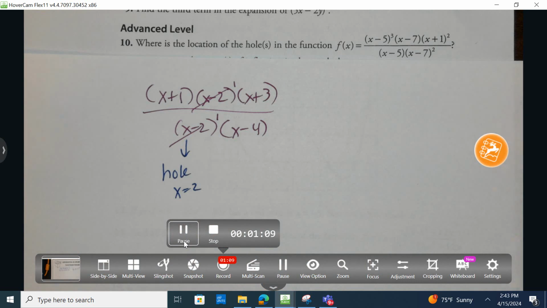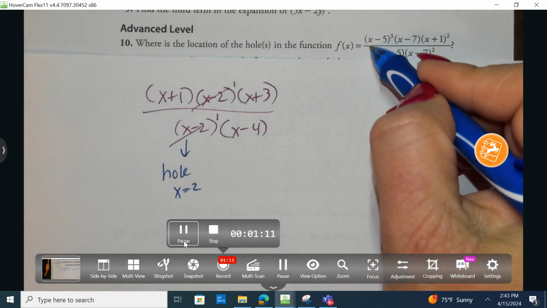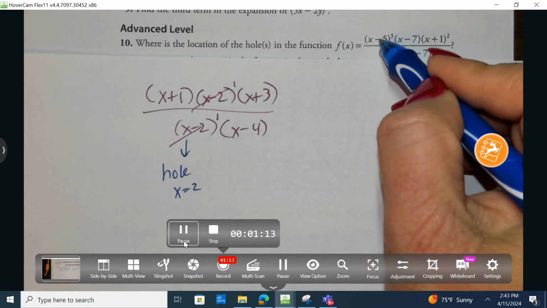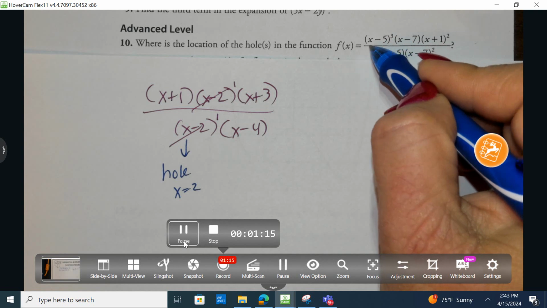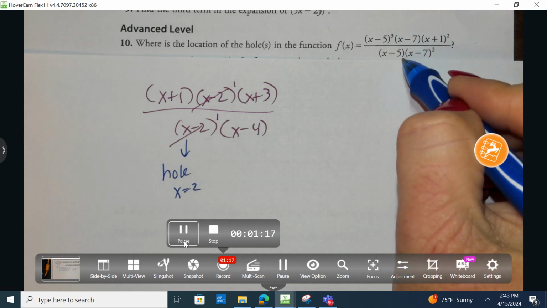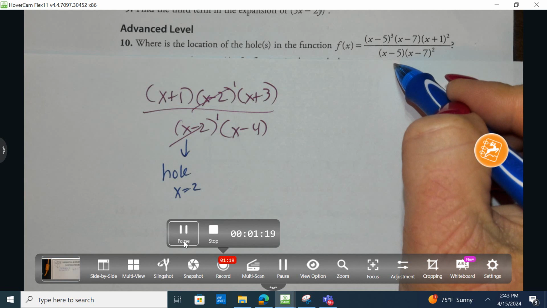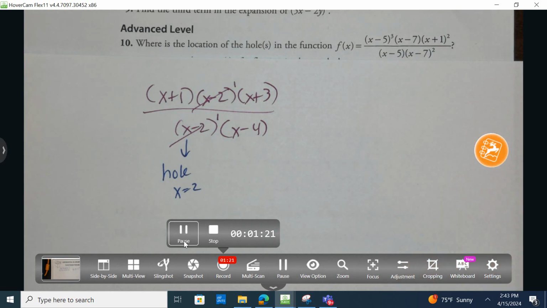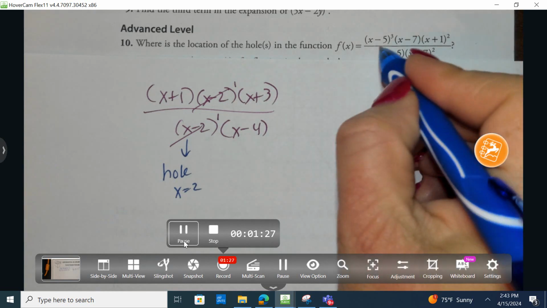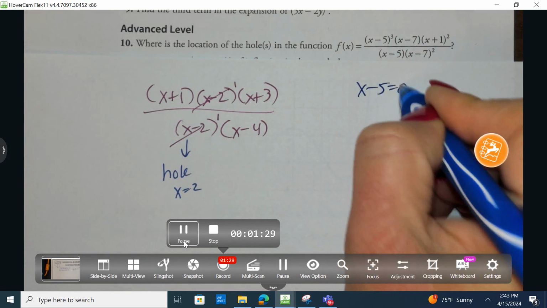Now what's a little bit different about this problem is we can see that there's 3 of these, so the multiplicity of 3 is in the numerator for x minus 5, and we have a multiplicity of 1 in the denominator. So because the numerator is 3, it's larger than the denominator, which is 1, we can set that equal to 0, and we'll have a hole.